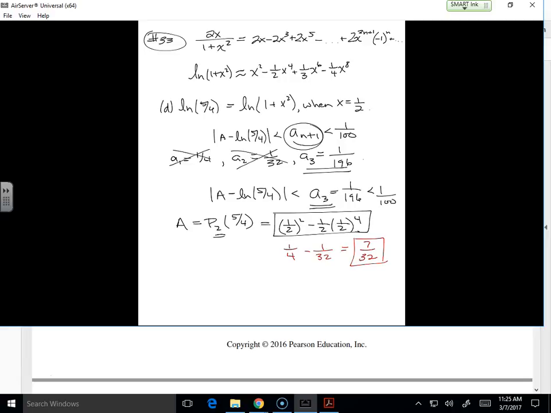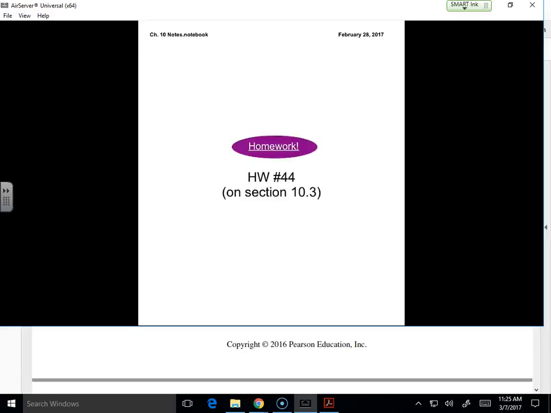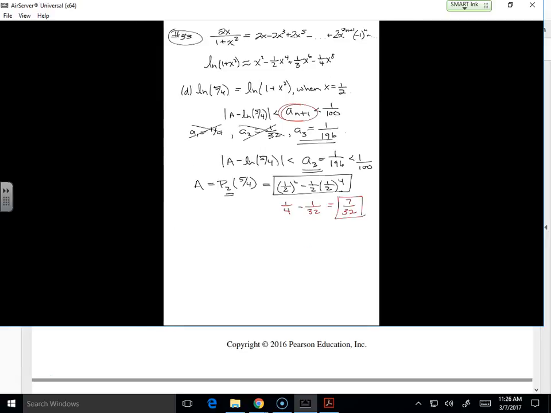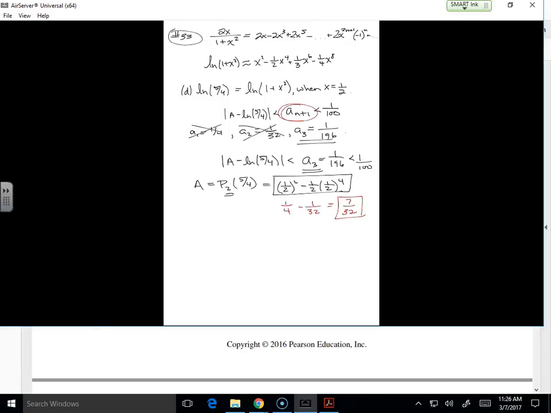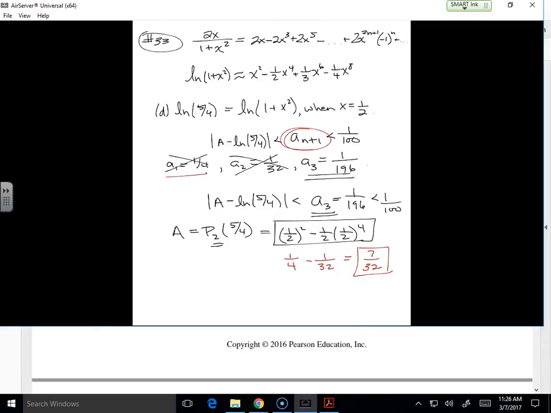We're trying to find the right guy to work. So we start testing the terms. The first term didn't cut it. Plugged in 1/2, 1/2 squared. Nope, not small enough. Second term didn't cut it. I plugged in 1/2. Nope, not small enough. Third term, when I plugged in here, that worked.